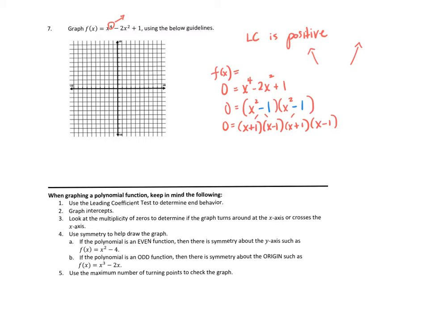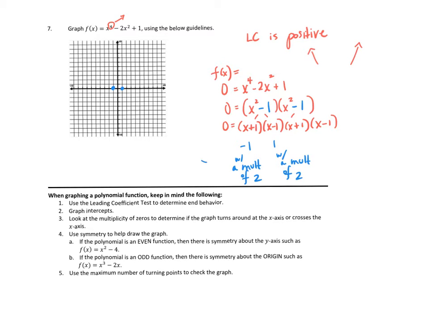So notice I have a solution at -1 with a multiplicity of 2. So I could put that point on the graph. I also have a solution of 1 with a multiplicity of 2. And remember, our multiplicity is going to help us know that the graph is going to hit the axis, but then turn around. Now we can also look at the y-intercept.